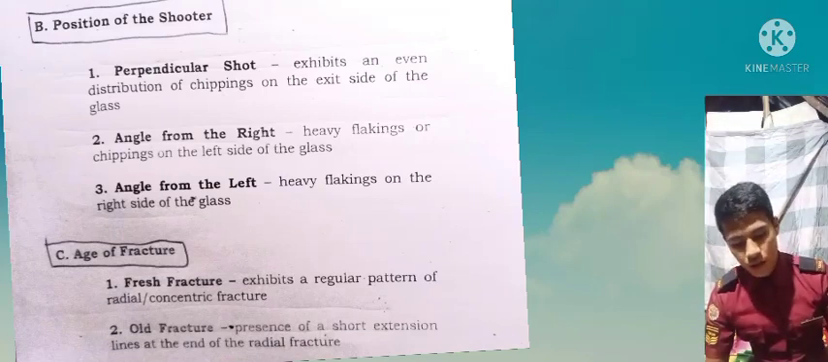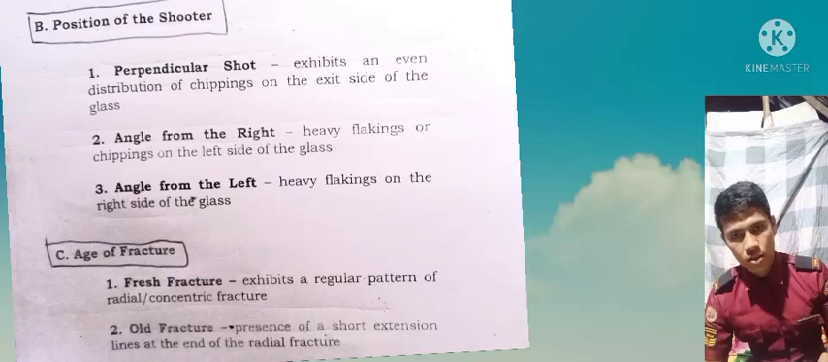Letter C is age of fractures. First, fractures exhibit a regular pattern of radial and concentric fractures. Number 2, older fractures present short extension lines at the end of the radial fractures.